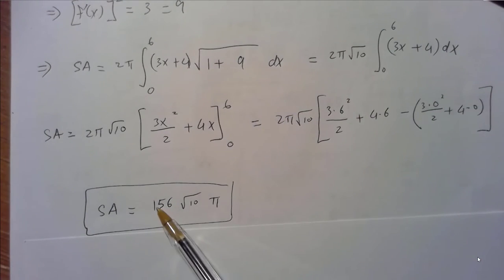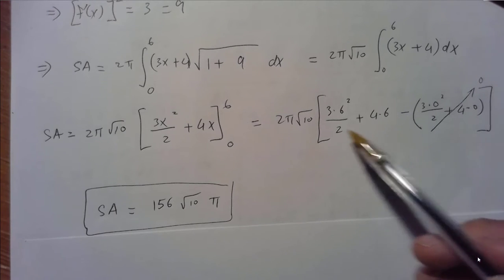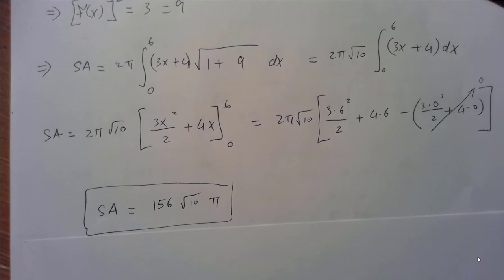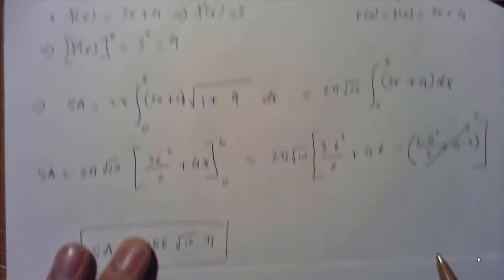You should end up with 156 square root of 10 pi. So this whole thing here becomes 0. And then if you combine this one and multiply with the outside here, you should end up with 156 square root of 10 and pi.